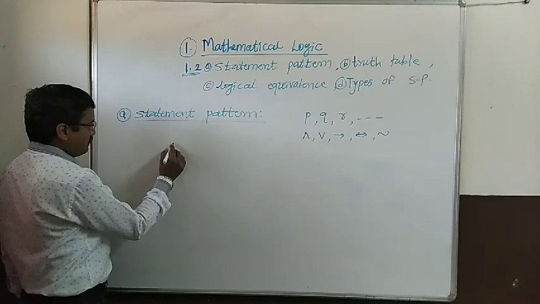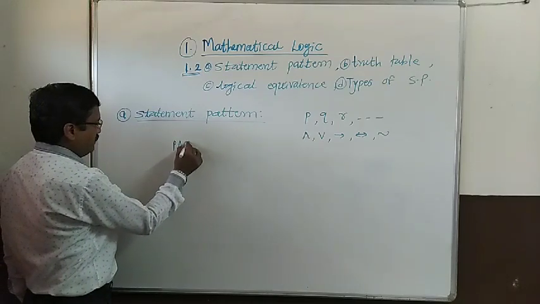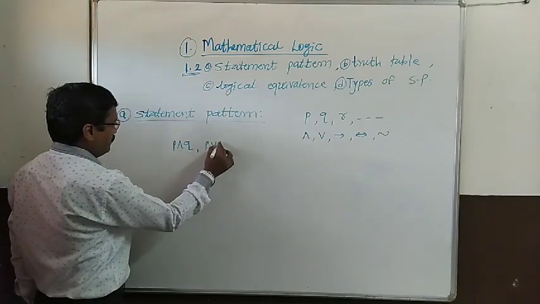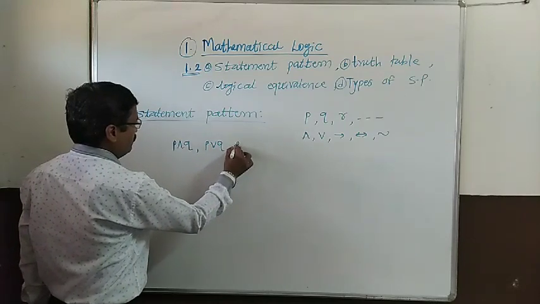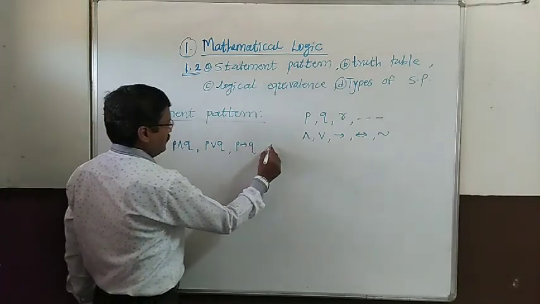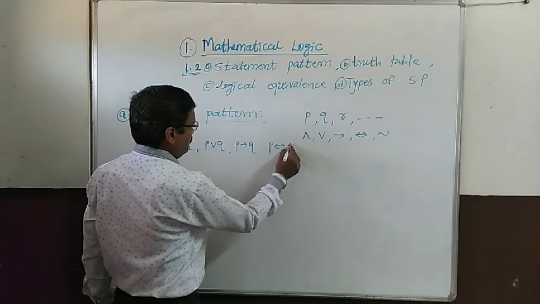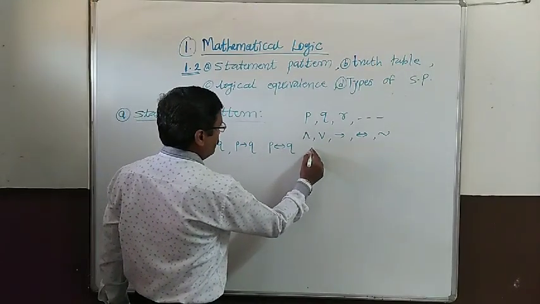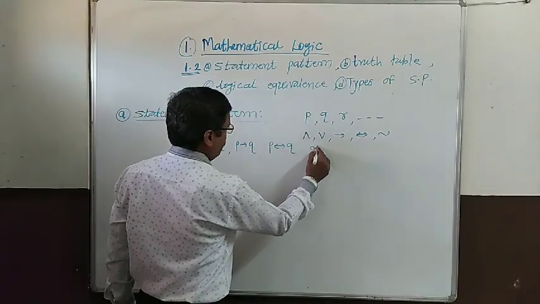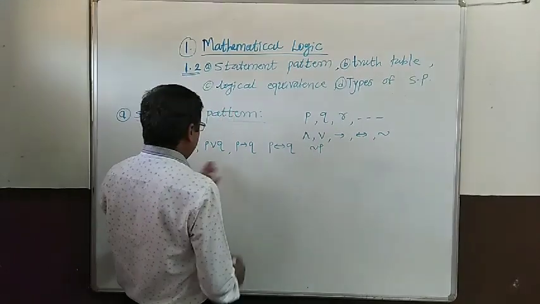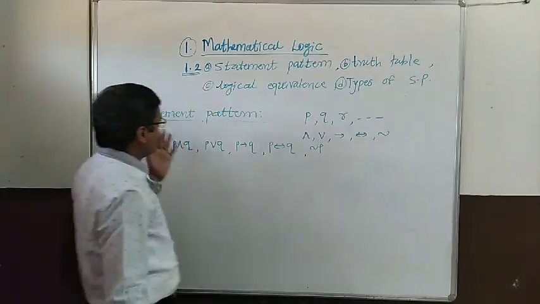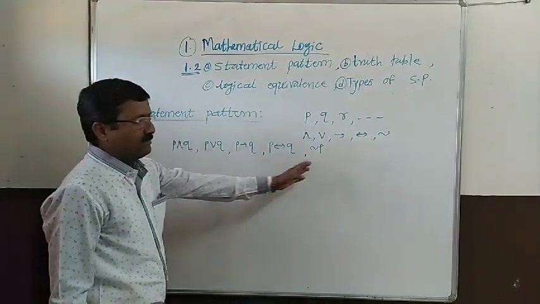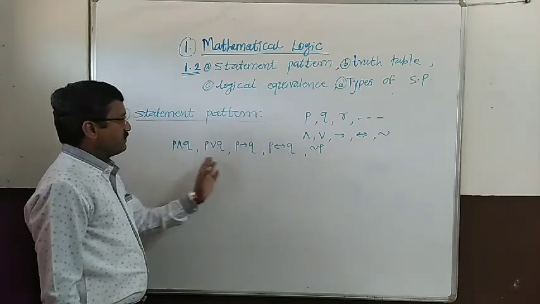For example, if you write P and Q, P or Q, P implies Q, P by conditional Q, or negation of P, all these are nothing but the statement patterns. We call these statement patterns as compound statements.